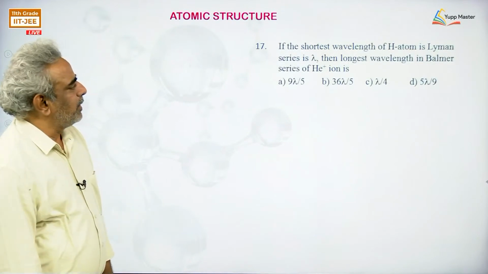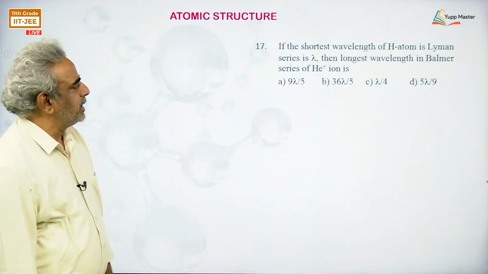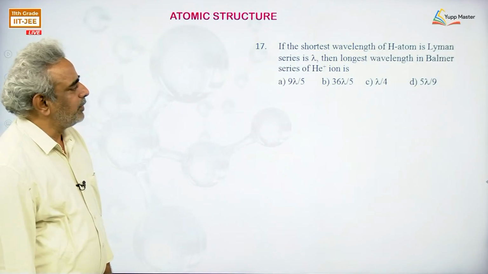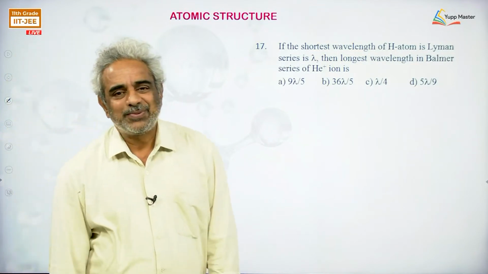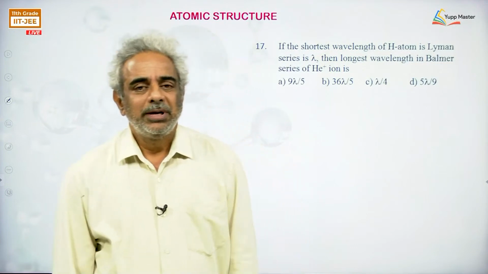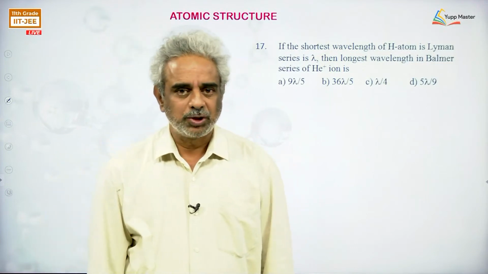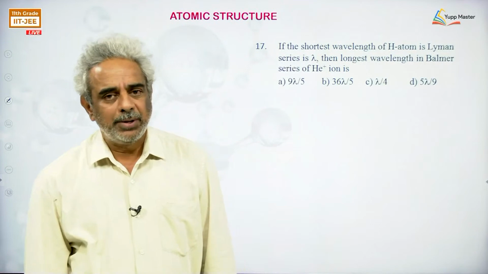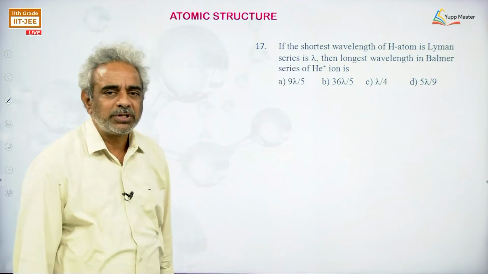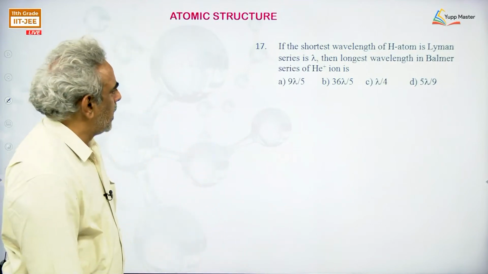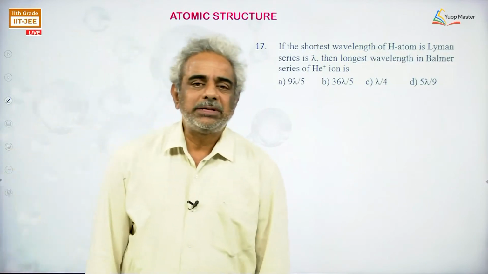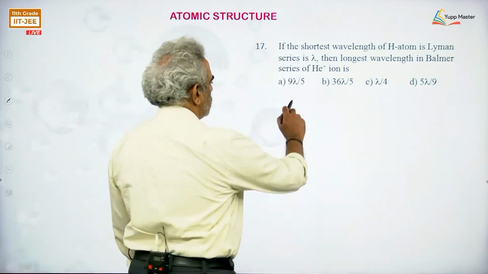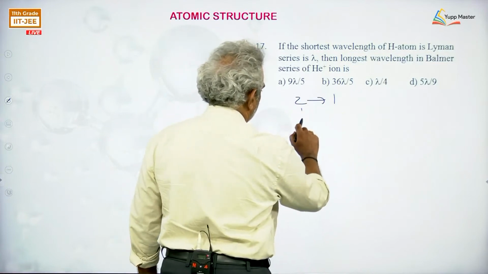If the shortest wavelength of hydrogen atom in Lyman series is lambda, the longest wavelength in Balmer series of helium plus... In this problem, he changed the species, he changed the transitions also. So, compare the Rydberg equations, that is always the safest method to solve it. The shortest wavelength of H atom in Lyman series. In Lyman series, what are the transitions? 2 to 1 up to infinity to 1.